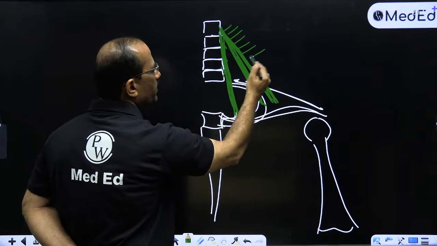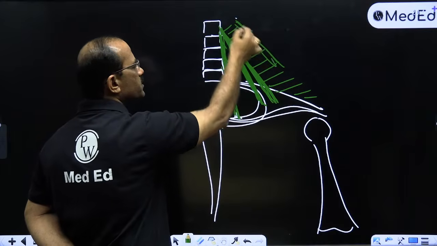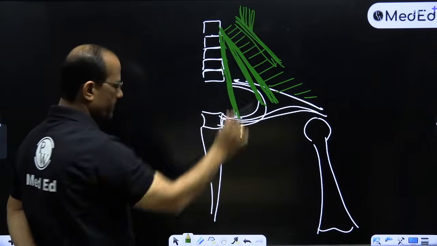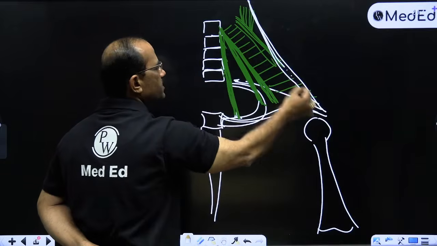What's this? The levator scapulae. Further going up, this is the splenius capitis, and that's the semispinalis capitis. Students, what is this? That's the trapezius.